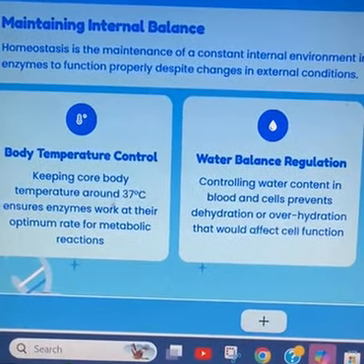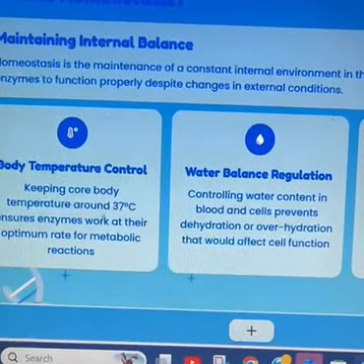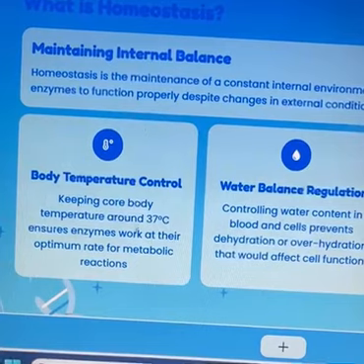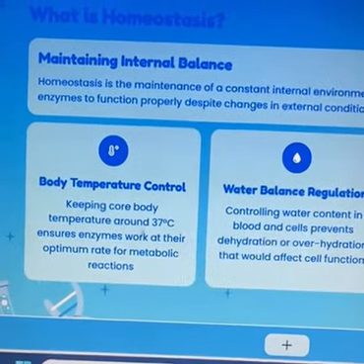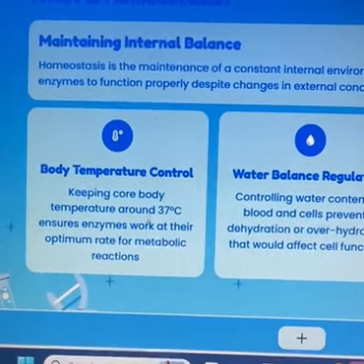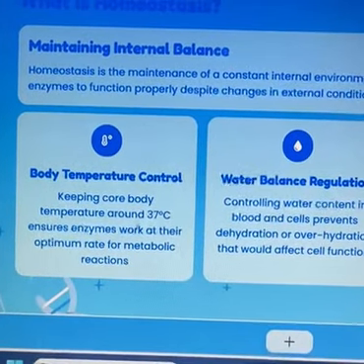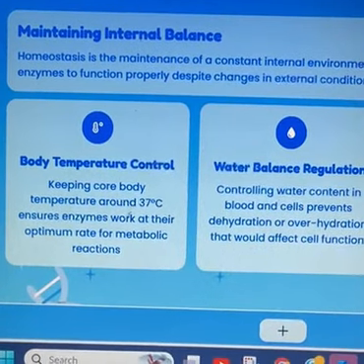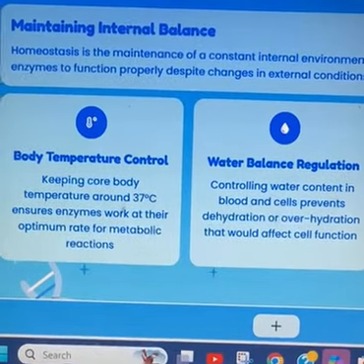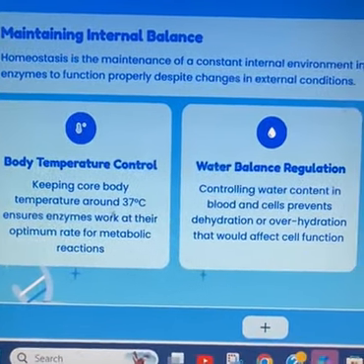Okay, let's see here. There are three things we can see: the body temperature control, water balance regulation, and chemical balance maintenance. So the first thing is body temperature control. Our normal body temperature is, as we all know, 37 degrees Celsius. So keeping core body temperature around 37 degrees Celsius ensures enzymes work at their optimum rate for metabolic reactions.